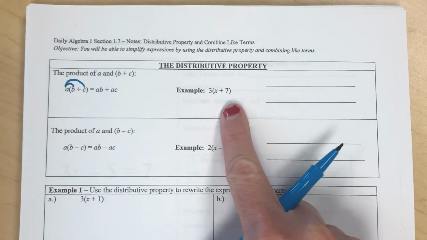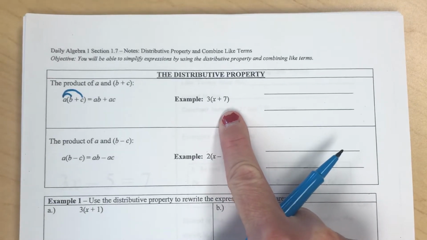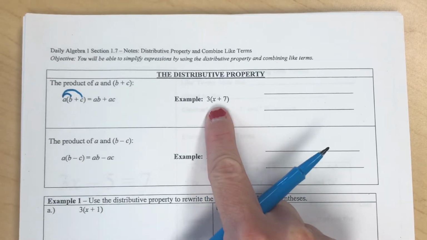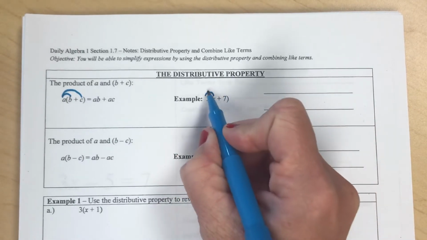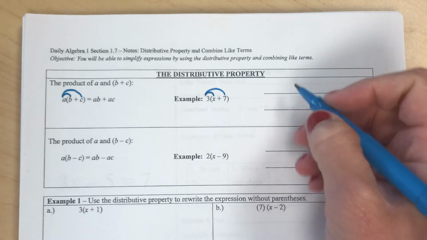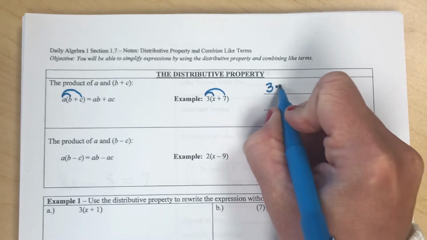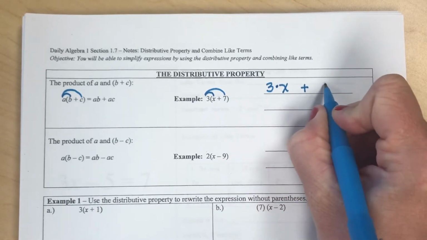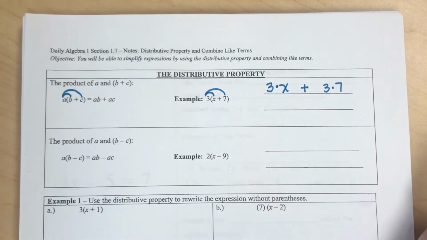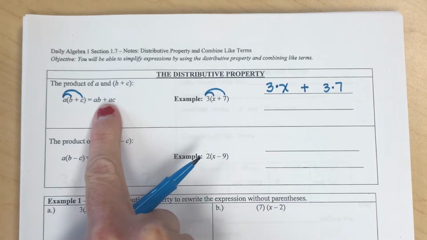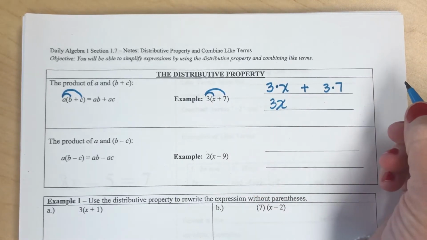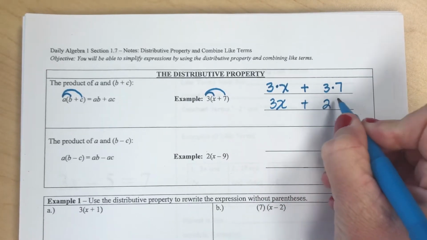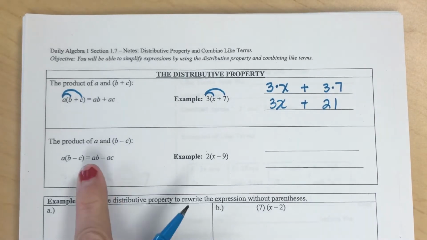term. In this example with numbers, the 3 and the 7 and the letter X term, you would distribute the 3 to the X and the 3 to the 7. So it would look like this: 3 times the X plus 3 times the 7, if I follow that property. Now 3 times X would simplify to 3X, and 3 times 7 would simplify to be 21.